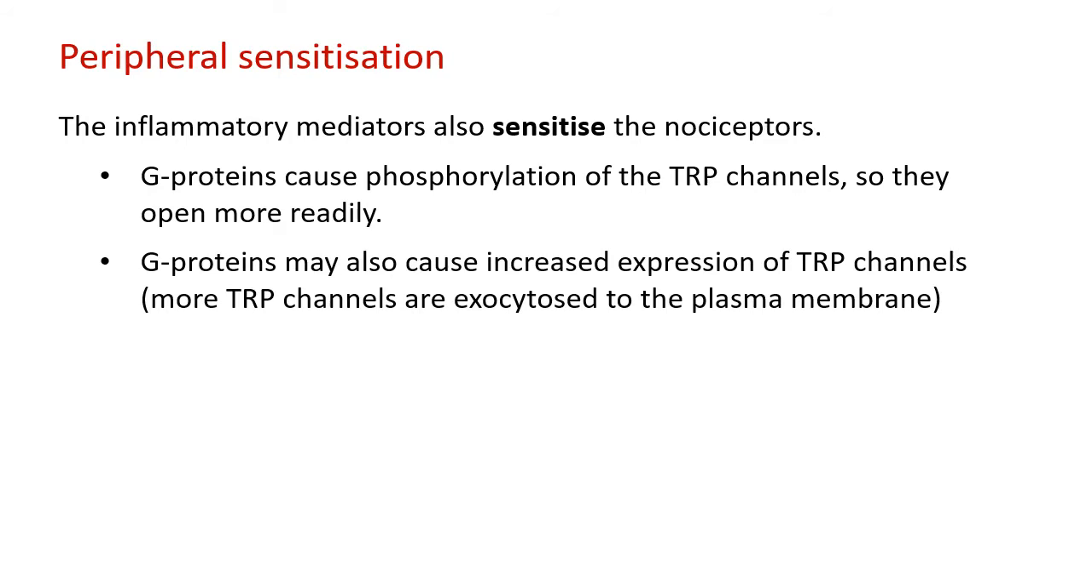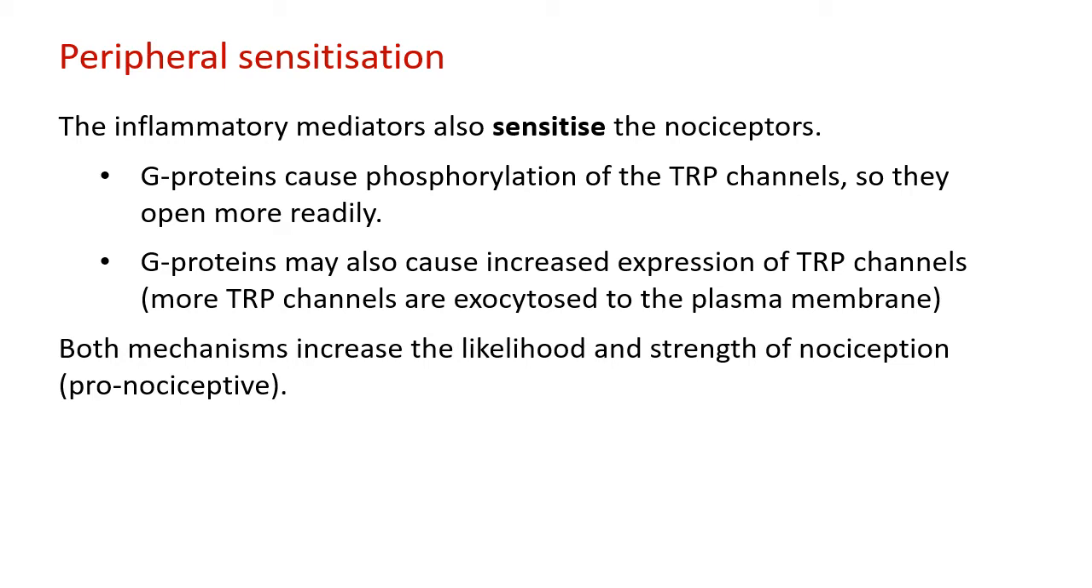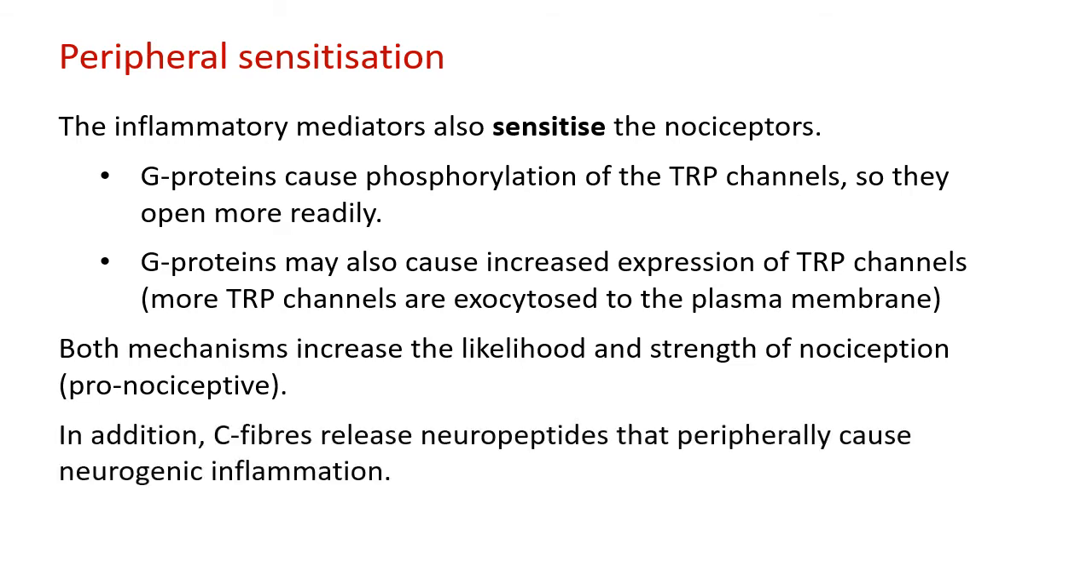Via G protein coupled receptors, the inflammatory mediators that cause pain can also increase the likelihood or strength of pain. They do this through the phosphorylation of existing channels or by stimulating the expression of more channels, i.e. upregulating their number. This is a pro-nociceptive effect, as opposed to anti-nociceptive modulation. Peripheral sensitization is increased by chemicals known as neuropeptides that are secreted by the C fibers. These neuropeptides also upregulate inflammation, so they are pro-inflammatory.